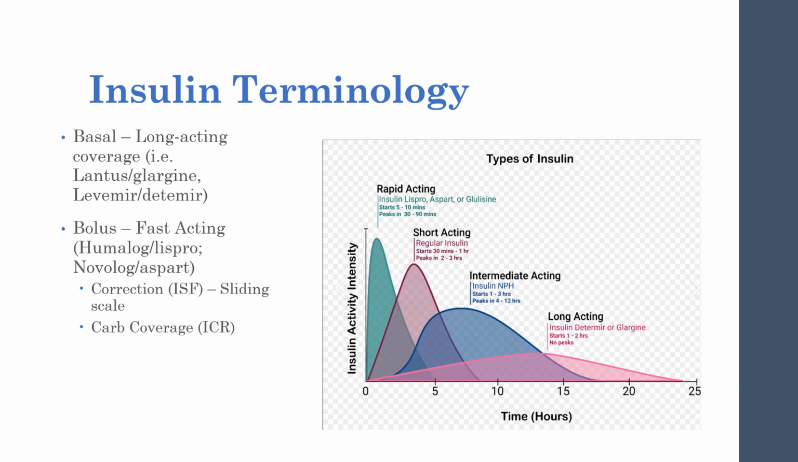The term bolus refers to fast-acting insulin. These insulins include Humalog and Novolog. These are used for both correction dosing, known as ISF or sliding scale, and carb coverage insulin, also known as ICR. Fast-acting insulin begins to work within 5 to 10 minutes of administration and peaks in 30 to 90 minutes, with a duration of up to 4 hours.